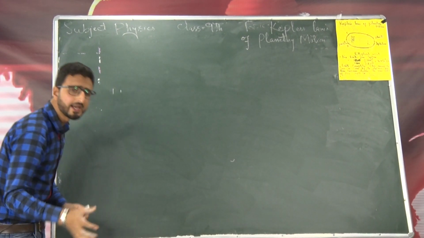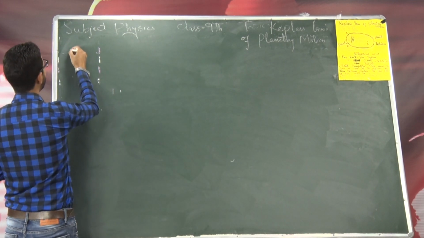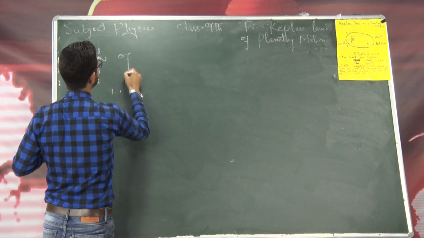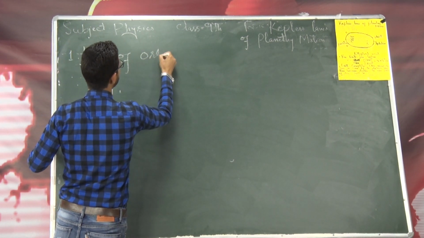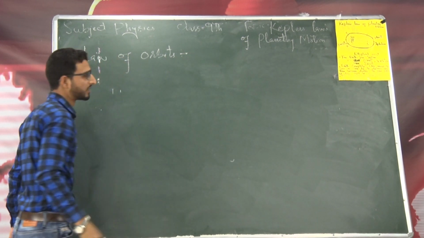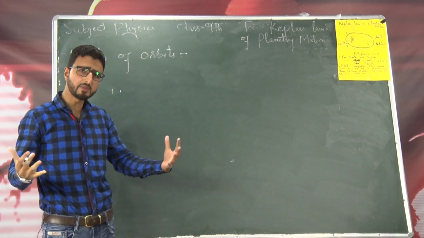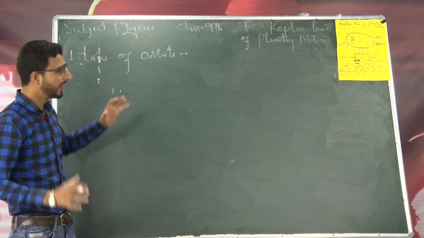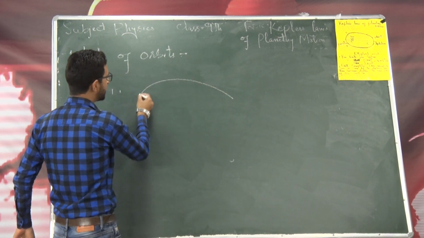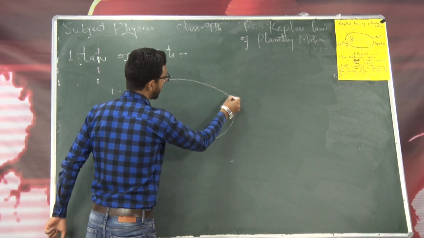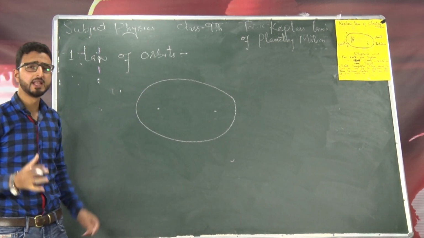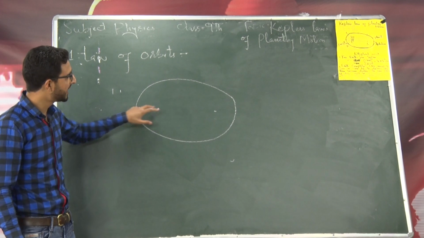Let me write here Kepler's first law, or we also call it the law of orbits, or simply the orbital rule. Now what is the statement of this law? As per Kepler's first law, every planet revolves around the sun in an elliptical orbit with the sun at one of the foci of the ellipse. Now what is an ellipse? It is basically a closed curve.